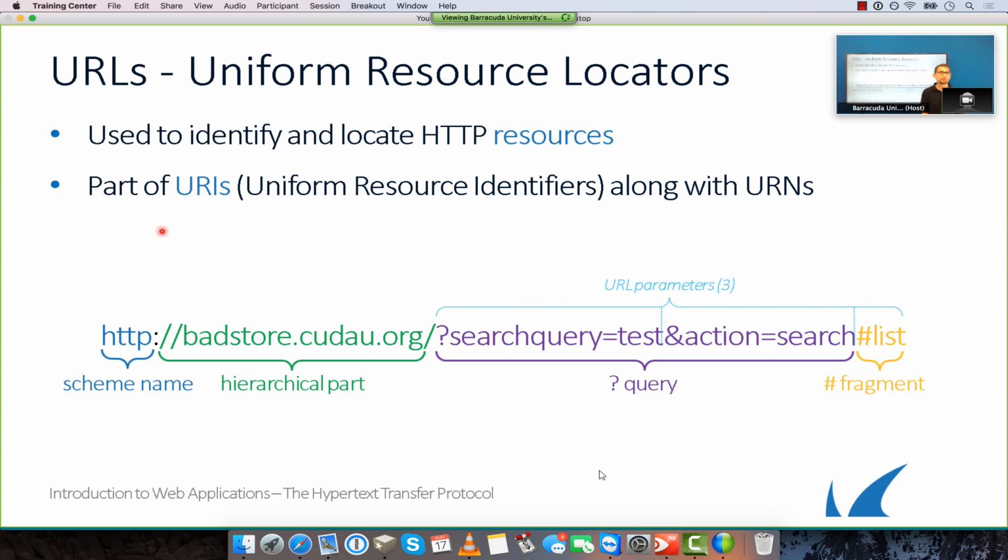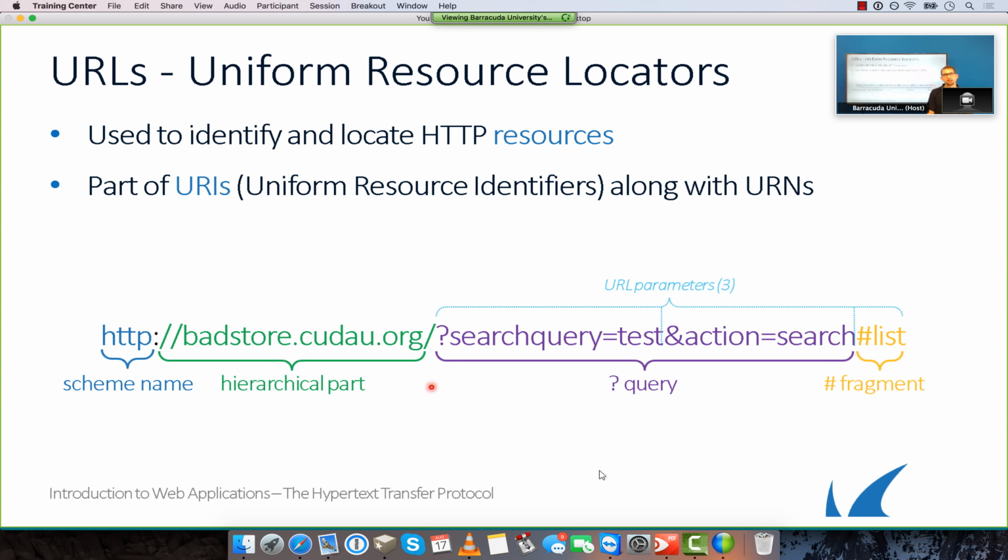Now, a typical URL is made of a scheme name. This identifies how to access that resource. For example, this scheme name is HTTP, but this could be FTP, for example. If you have FTP, we are going to use the file transfer protocol. If you use HTTP, you're going to use the hypertext transfer protocol to access that resource. Then we have the hierarchical part, which is made of a host and a domain. The host here is BadStore, and the domain is qdu.org.